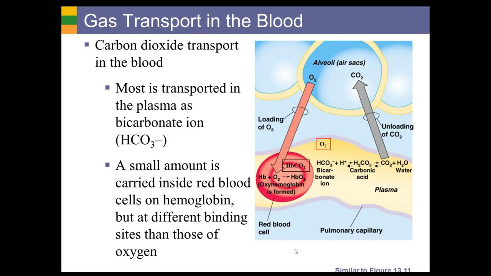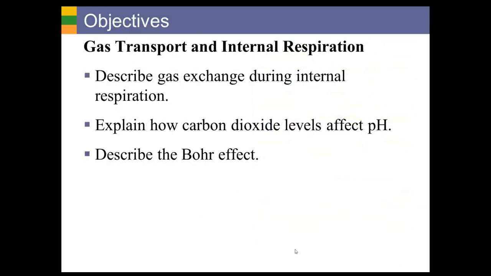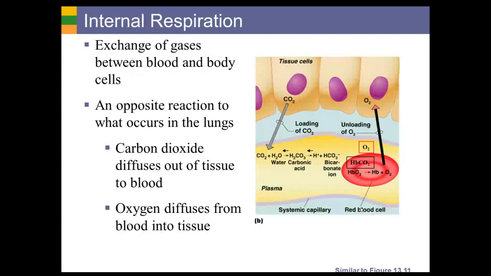After being oxygenated, the cardiovascular system is then going to transport that oxygenated blood to the systemic capillaries where internal respiration is going to occur. So let's look at that now. We're going to describe gas exchange during internal respiration, explain how carbon dioxide levels affect pH, and I also want to introduce you to the Bohr effect, and that's Bohr, B-O-H-R, not B-O-R-E, which you might find some of my lectures to be. Okay, so now we are in the systemic capillaries.